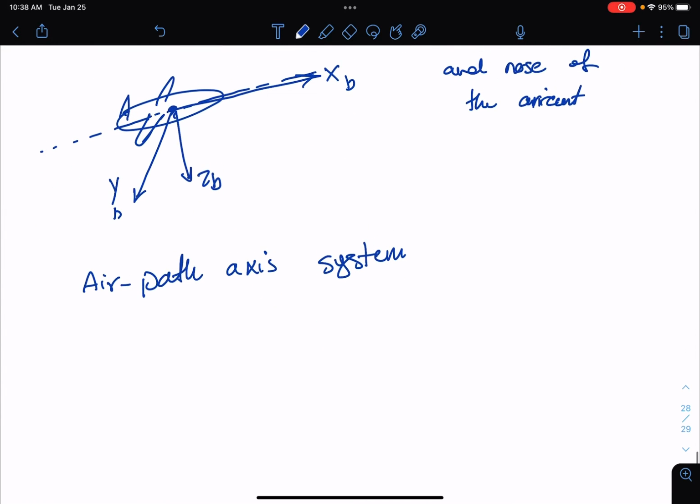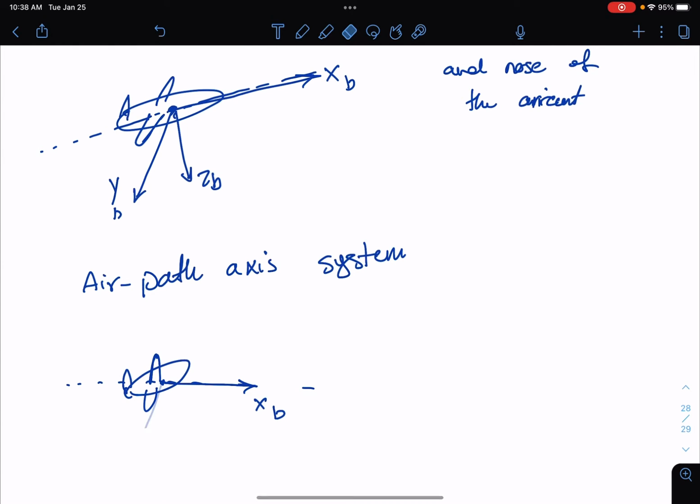What do you think this one is? X-axis is where your forward velocity is. Exactly. So your x-axis is going to point towards the direction of the air flight path, essentially the direction of the air movement.